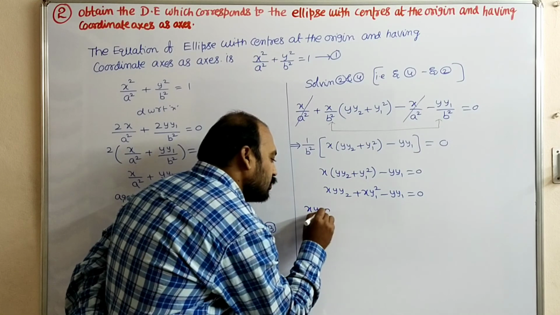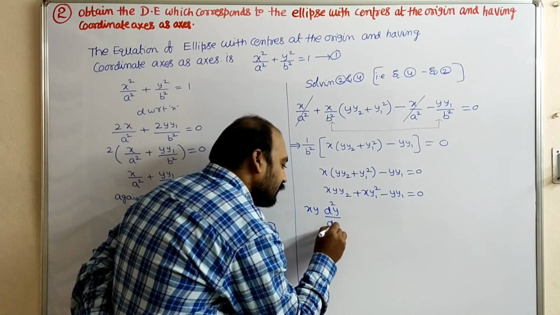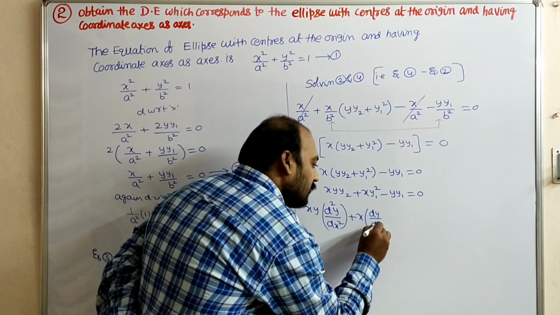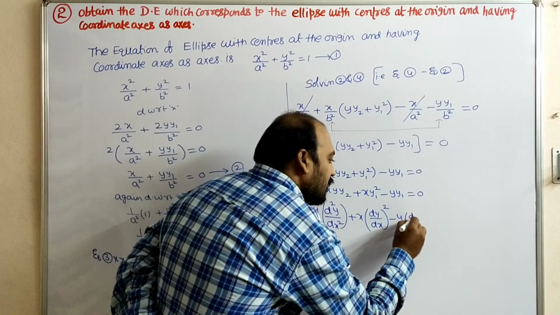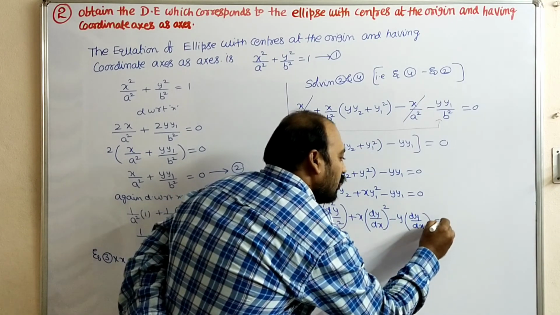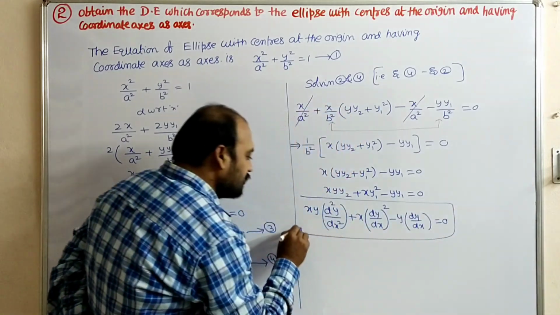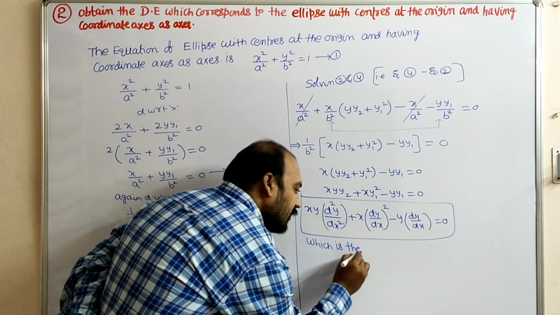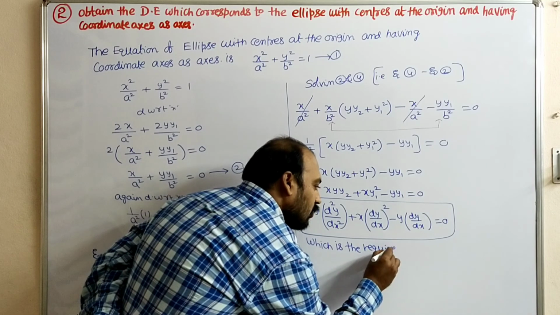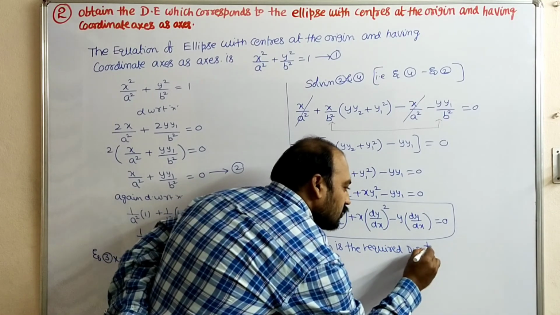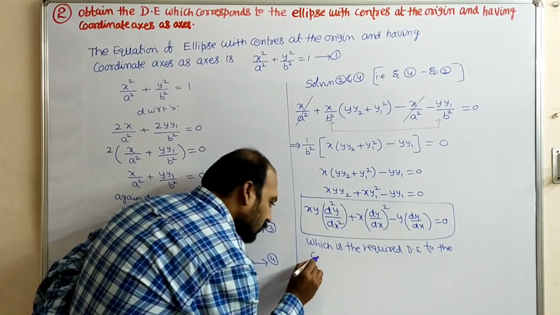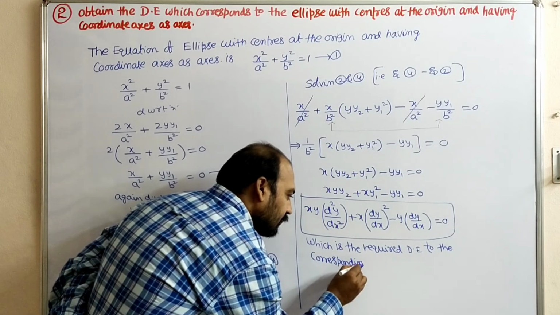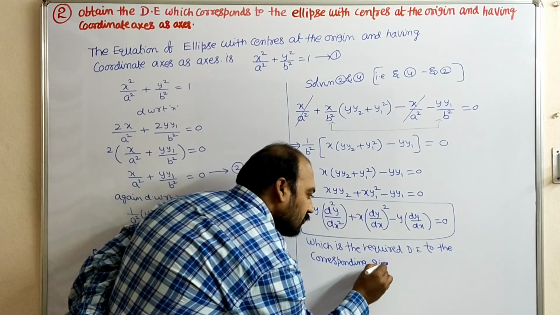Now x y into d square y by dx square plus x into dy by dx whole square minus y into dy by dx equal to 0, which is the required differential equation corresponding to the given equation.